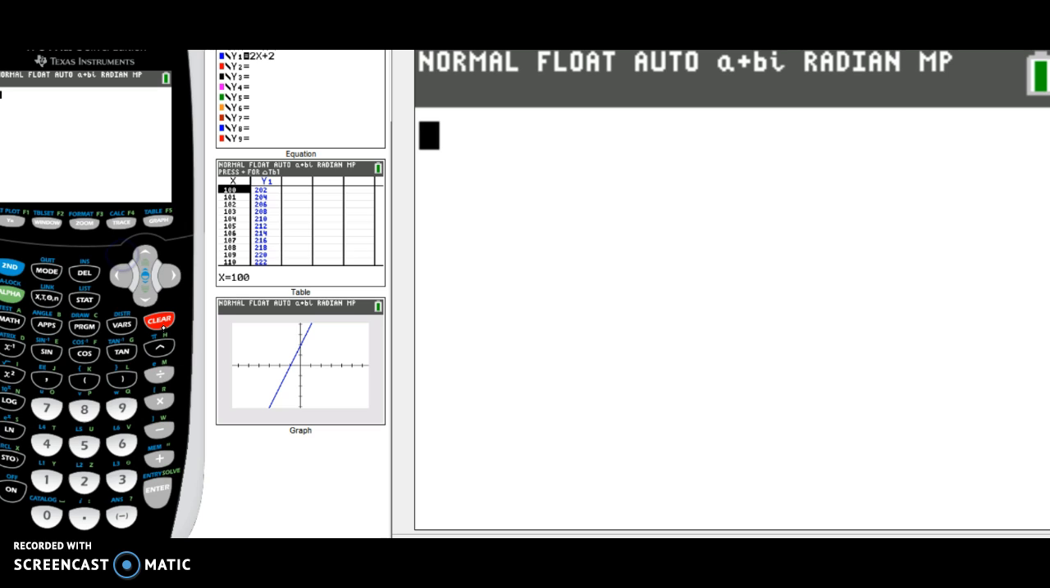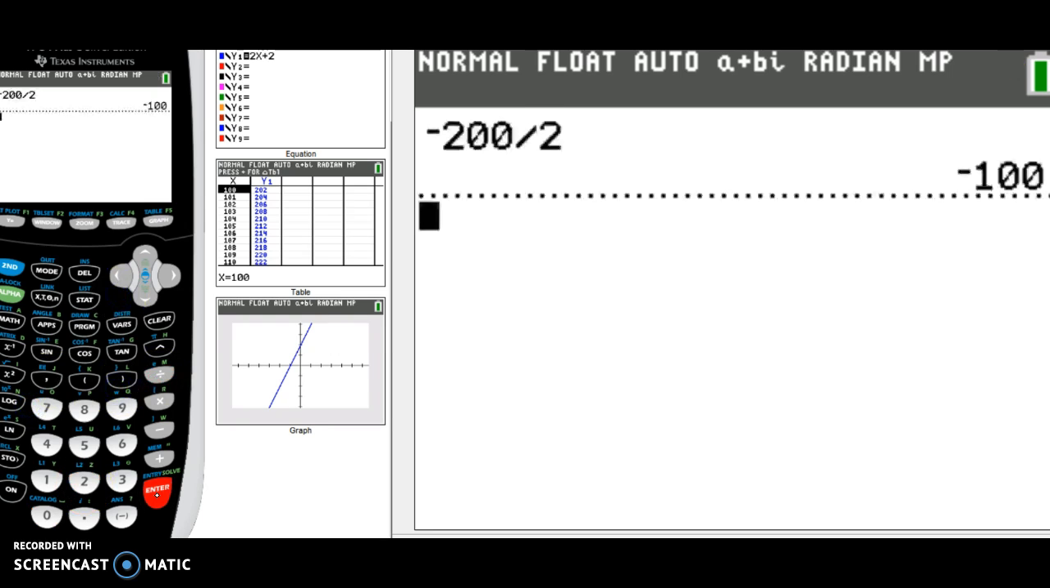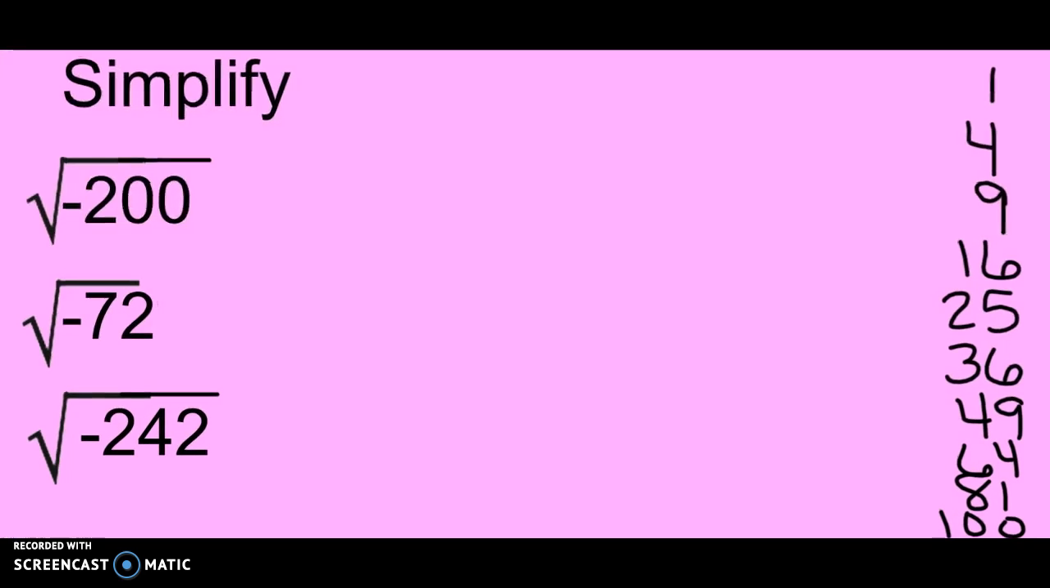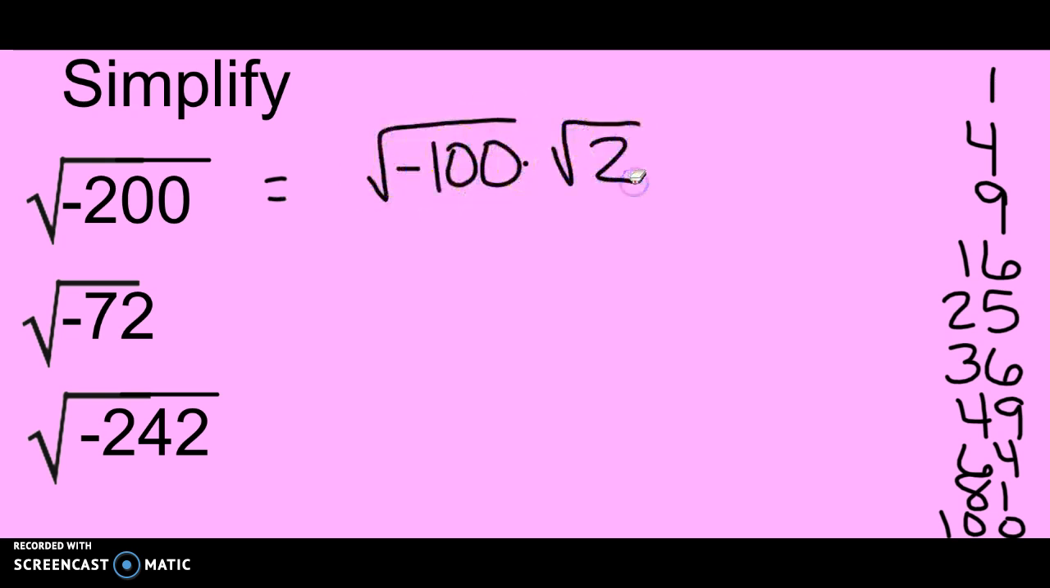So let's clear that out. 100 divided by 2, and we get, oh, I'm sorry, I picked the wrong thing. I meant 200. And actually, let's do negative 200 because that's what we're dealing with. 200 and divide it by 2. Well, look, we get 100, okay? So we can rewrite that. So we're going to change that to square root of negative 100 times the square root of 2.